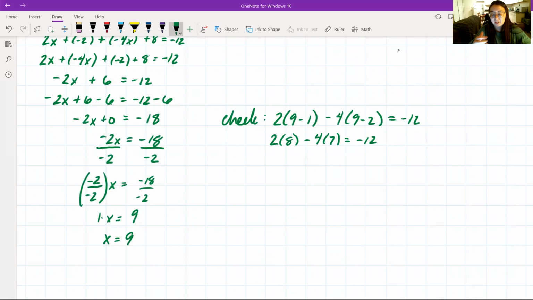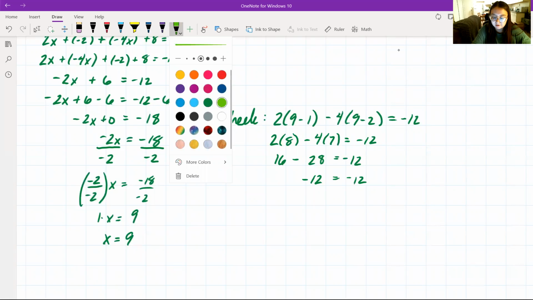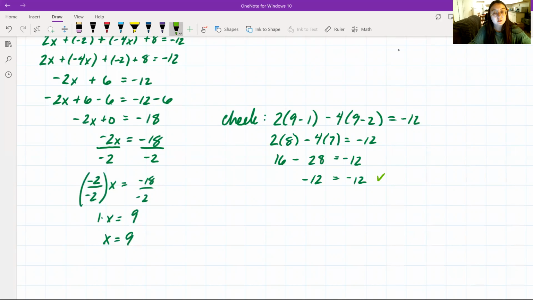Then we want to do our multiplications. So 2 times 8 is 16, minus 4 times 7, which is 28, is equal to negative 12. 16 minus 28 is going to be negative 12. So we end up getting negative 12 is equal to negative 12, which is a true statement. And this tells us that x equals 9 is our solution.